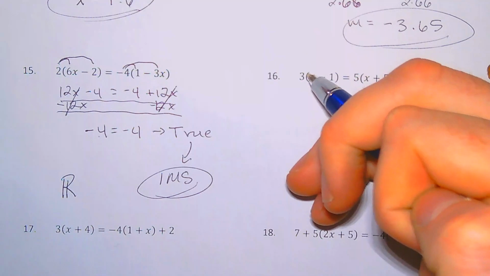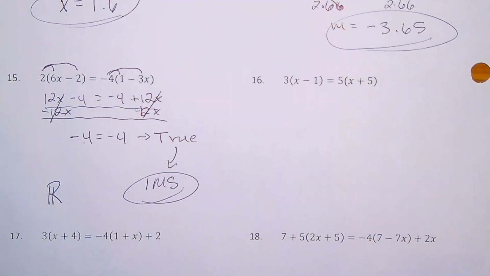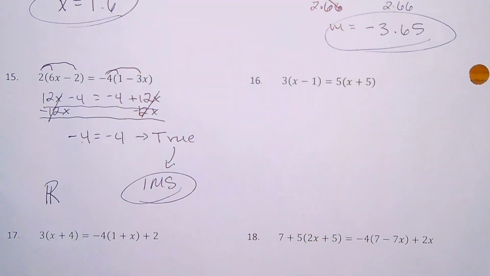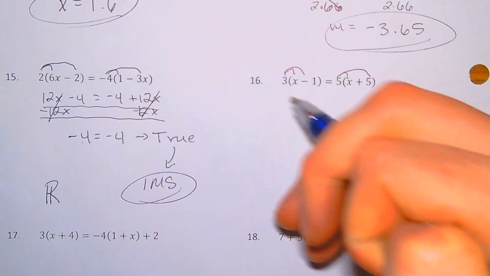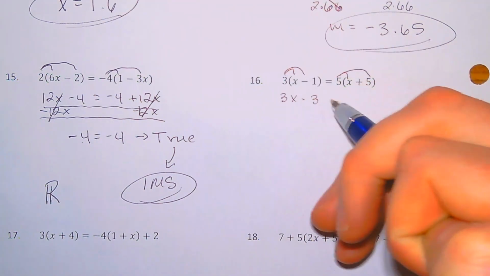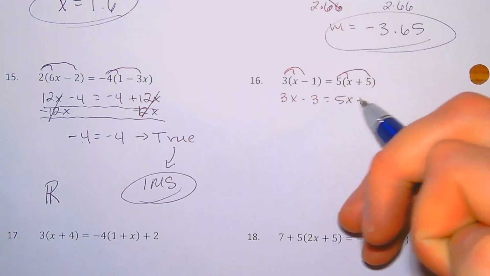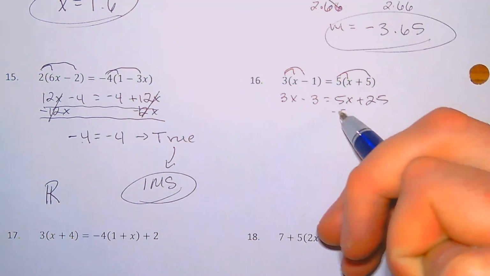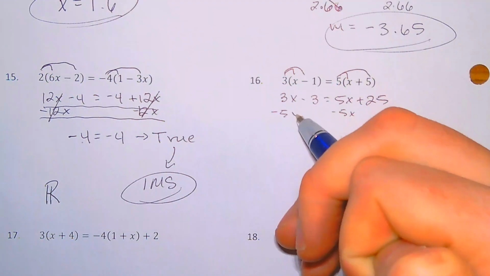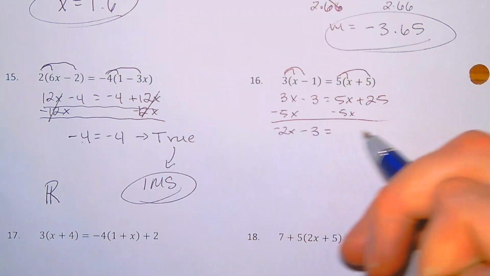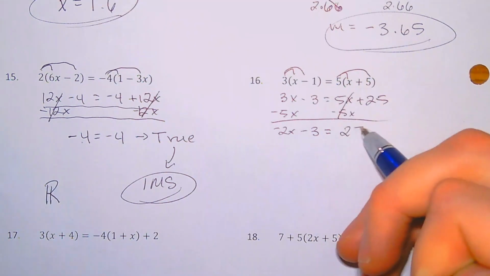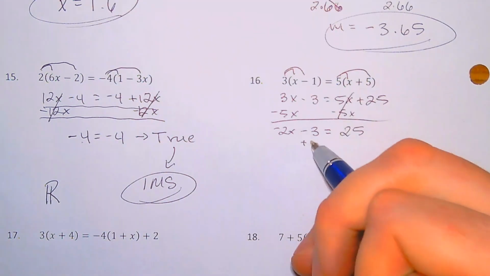All right, we can probably imagine what this one. Oh, I think that we're going to actually get a number here. That's good. Get rid of your parentheses here. Get rid of your parentheses here. 3x minus 3 equals 5x plus 25. Subtract your 5x. Make sure your variables are going left. Negative 2x minus 3 equals 25. Add your 3 to the other side.